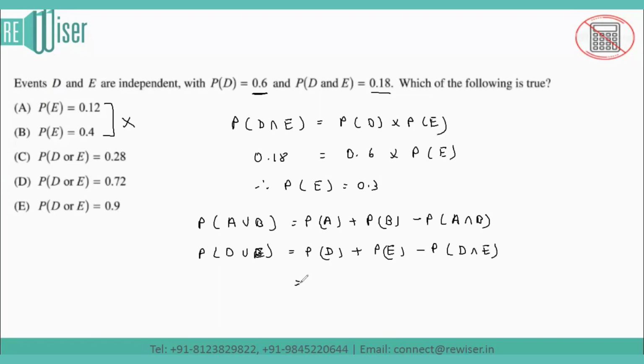So the probability of D value is given in the question, which is 0.6, plus the probability of E we found out, which is 0.3, minus the intersection value, which is 0.18. So we get the final answer as 0.9 minus 0.18, which is equal to 0.72. So the probability of D union E is 0.72. So option D is the correct answer for this question.